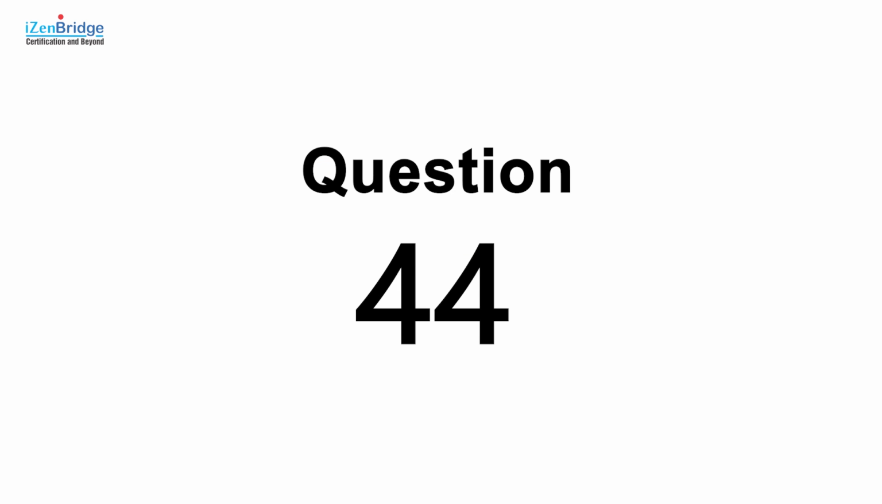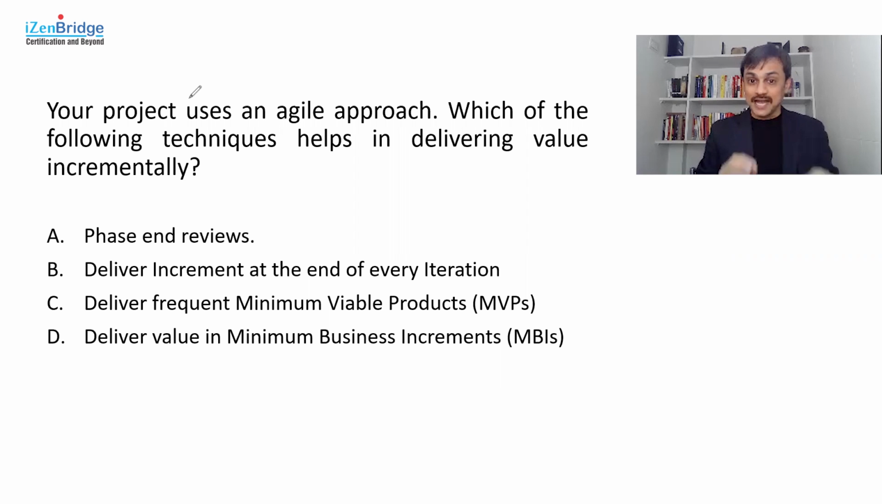Question 44. Your project uses an agile approach. Which of the following techniques helps in delivering value incrementally? Option A, phase and reviews. Option B, deliver increment at the end of every iteration. Option C, deliver frequent minimum viable products, MVPs. Option D, deliver value in minimum business increments, MBIs. I pause, let you pick your option.